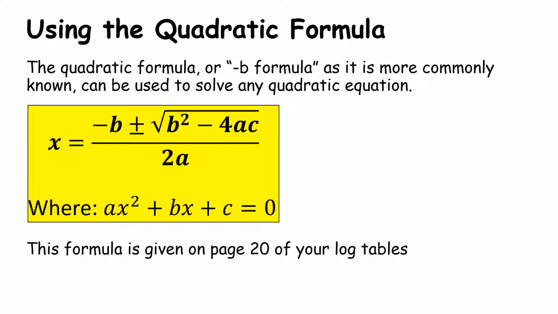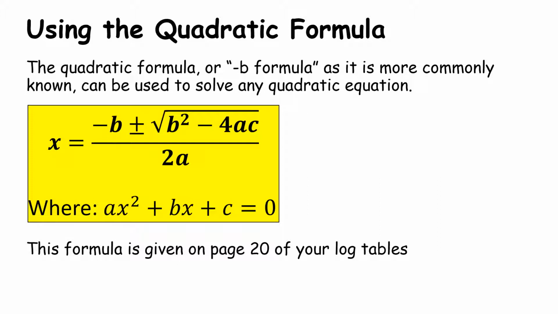So before we take a look at an example of using the quadratic formula, let's take a look at the quadratic formula itself. The quadratic formula, or the minus b formula as it's more commonly known, can be used to solve any quadratic equation. The formula itself features on page 20 of your log tables, and the formula is x equals minus b plus or minus the square root of b squared minus 4ac all over 2a, where ax squared plus bx plus c equals 0.